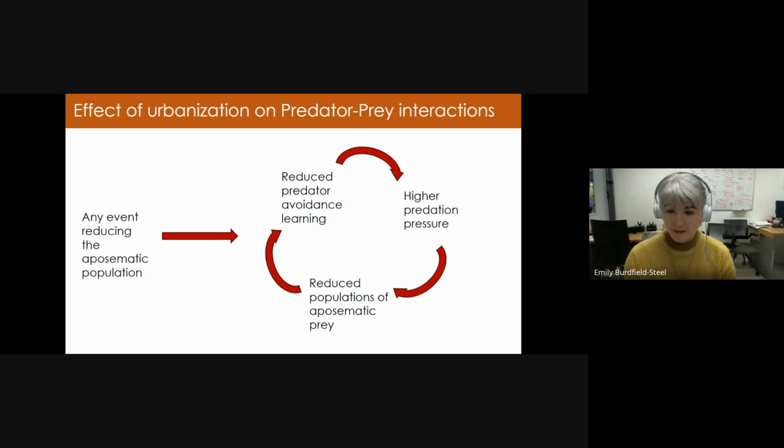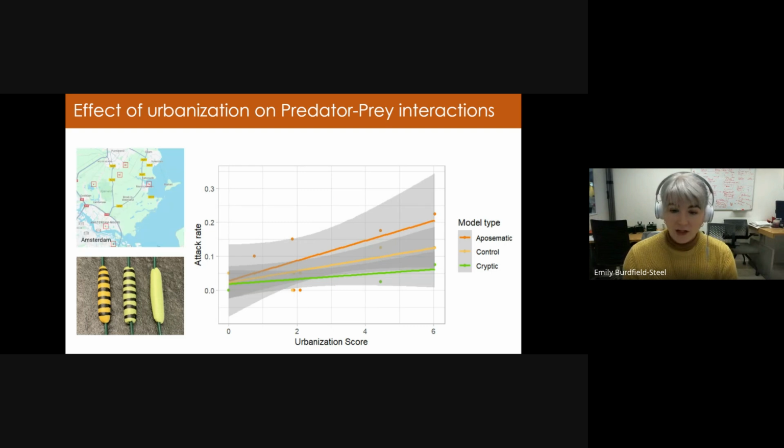And we've seen this from literature in disturbed rainforests, for example, that the aposematic species of butterfly are often the first to disappear. So we think this could be happening in the urban environment, and we started doing some predation experiments. These are little model caterpillars. And indeed, as we expected, as you went from more rural to more urban areas in the Netherlands, the attack rate on all of these caterpillars went up, but it went up the steepest, the most on the aposematic ones.